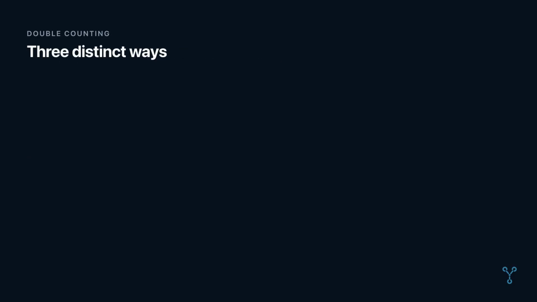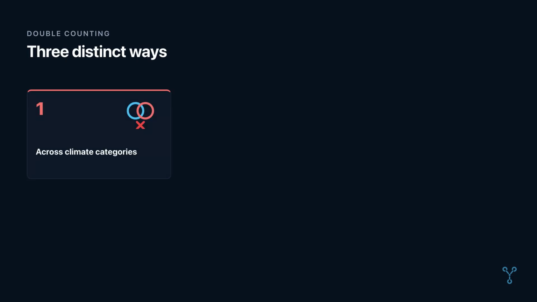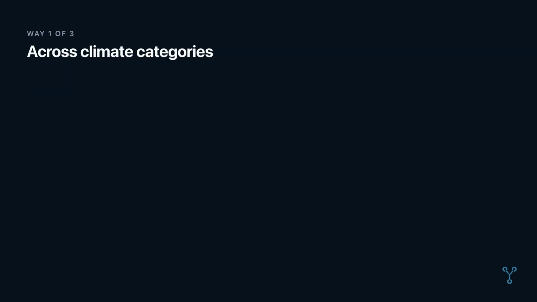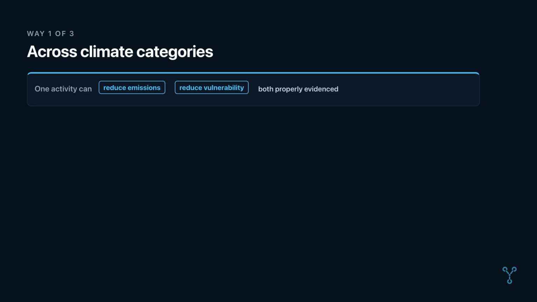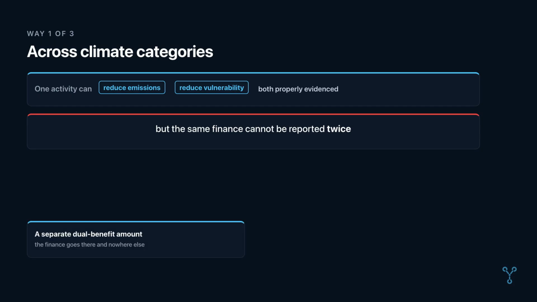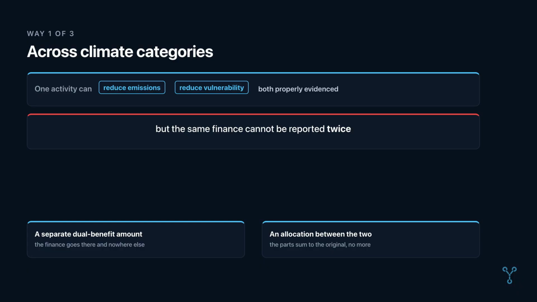Now consider double counting. This arises in three distinct ways. The first is across climate categories. The second is across financiers. The third is across time and structures. Across climate categories, one activity can reduce emissions and reduce vulnerability. Both can be properly evidenced, but the same finance cannot be reported once as mitigation and again as adaptation. Where an institution reports a separate dual benefit amount, the finance goes there and nowhere else. Where it requires an allocation between the two, the parts must sum to the original amount and no more.